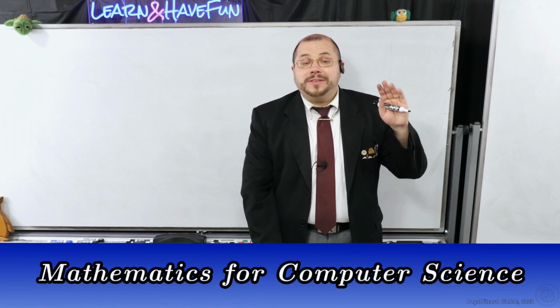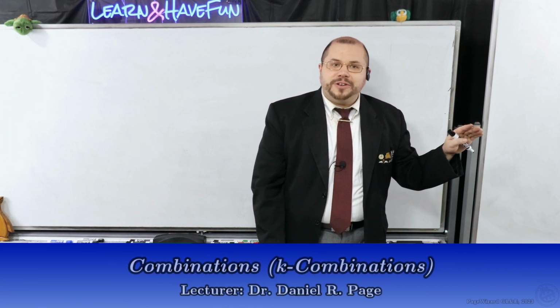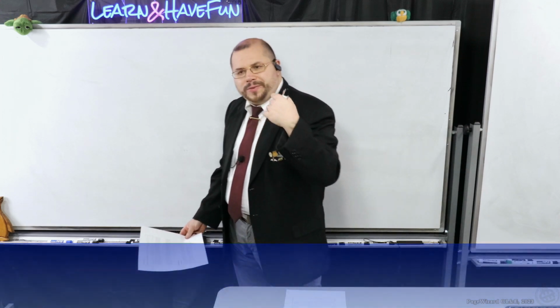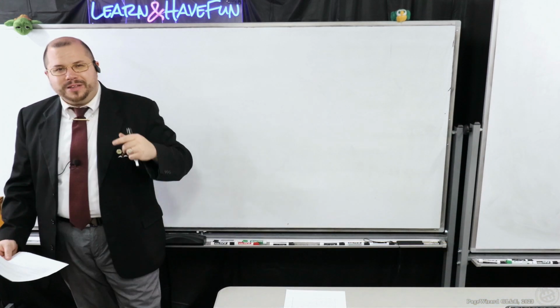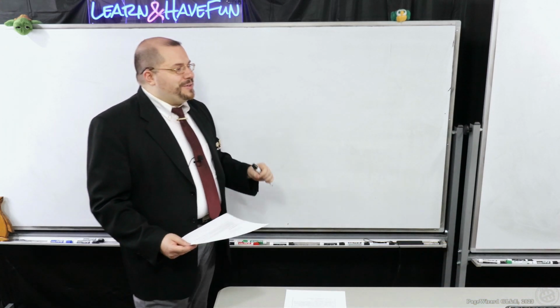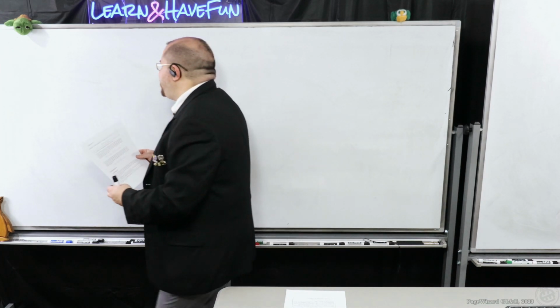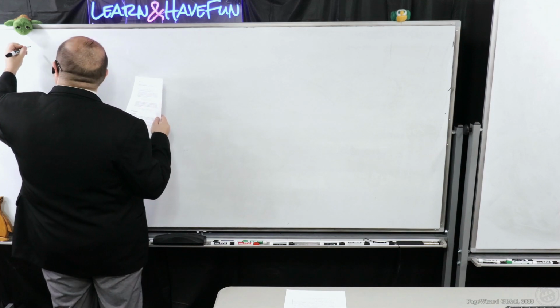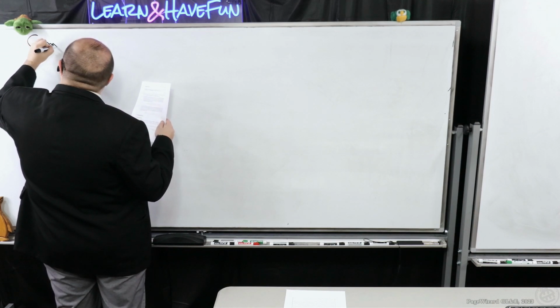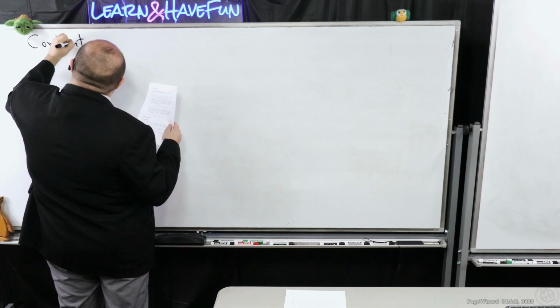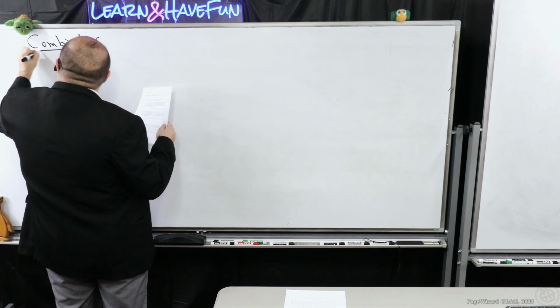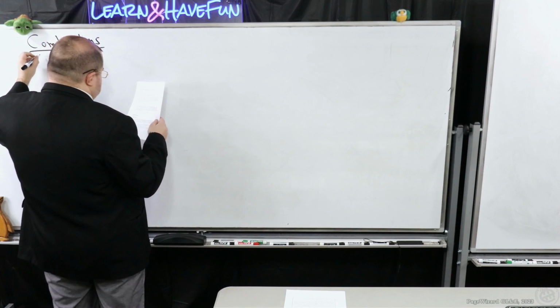Previously, we've talked about the addition principle and the multiplication principle. We talked about factorial, permutations, and k-permutations. Now I'm going to show you the cousin of permutations, combinations. Namely, we're going to start off with talking about k-combinations. So we're going to talk about k-combinations first.